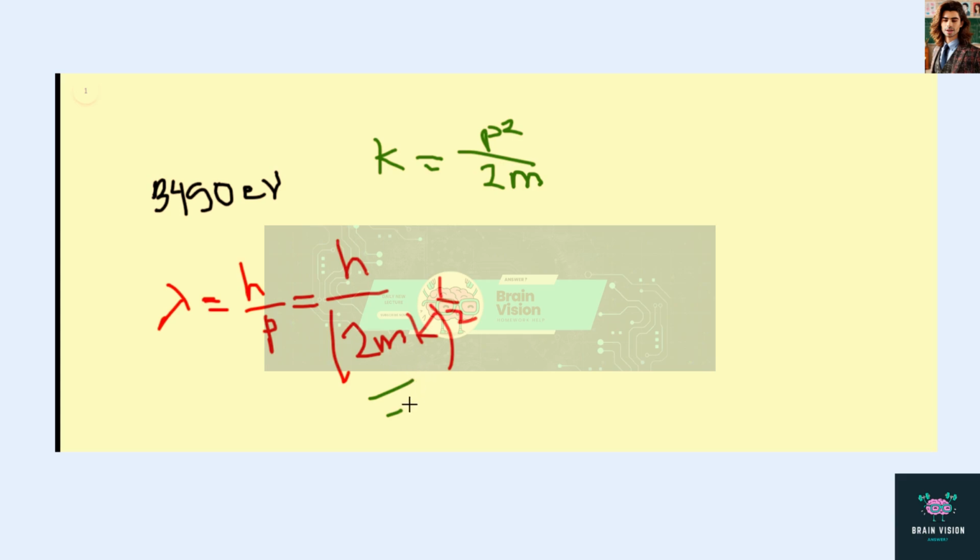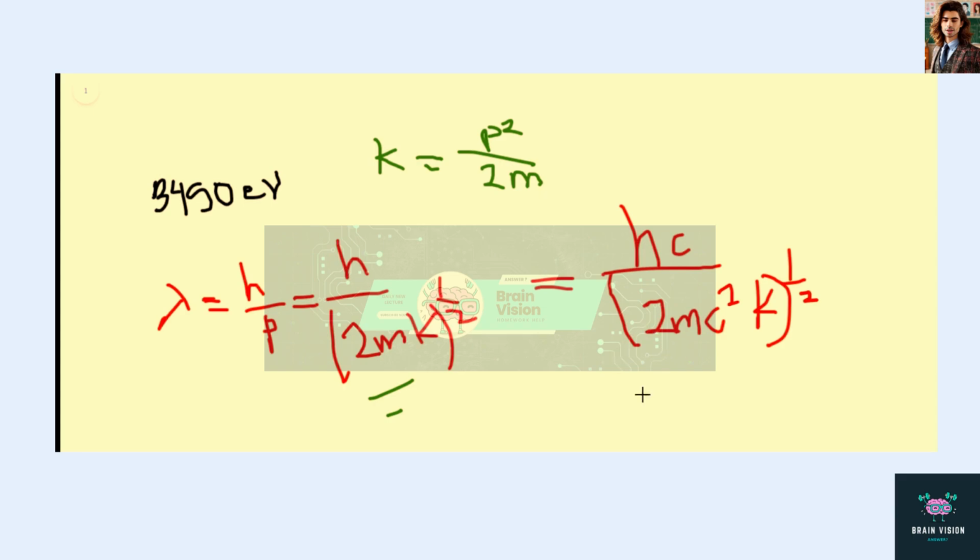But since we don't have the exact mass given, but we have the energy given, we try to replace mass with energy. So let's say we can do one trick. We can bring c on both the numerator and the denominator, so it becomes (2mc² × kinetic energy)^(1/2).